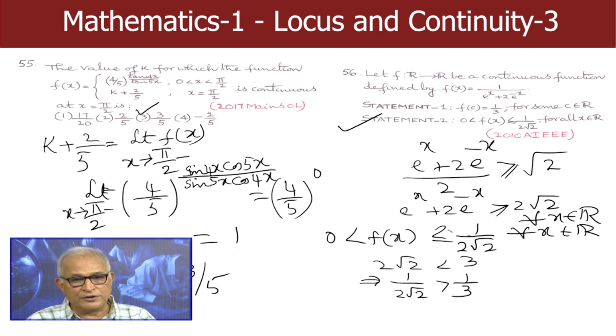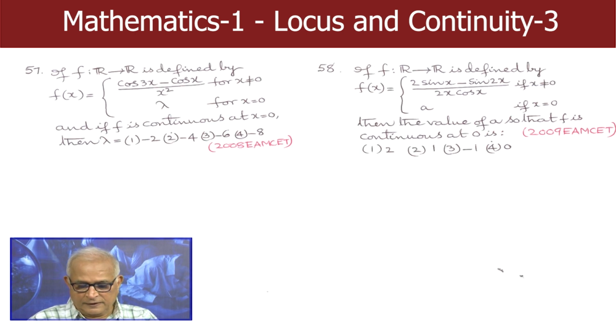ఆ 1 by 3, 0కి 1 by 2 root 2కి మధ్యలో ఉండడం చేత, ఎఫ్ ఏమో కంటిన్యూస్ ఫంక్షన్ ఇచ్చారు కాబట్టి ఆర్ మీద ప్రతి వాల్యూ 0 నుండి 1 by 2 root 2 మధ్యలో తీసుకుంటుంది కాబట్టి ఈ 1 by 3ని కూడా తీసుకుంటుంది. అందుకే స్టేట్మెంట్ 1 ఈజ్ కరెక్ట్. స్టేట్మెంట్ 2 ఈజ్ ఎ కరెక్ట్ ఎక్స్ప్లెనేషన్ ఫర్ స్టేట్మెంట్ 1.